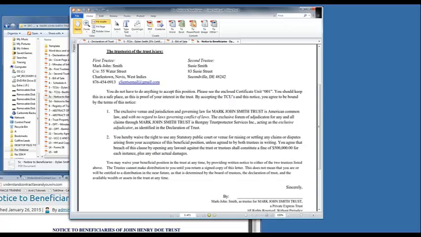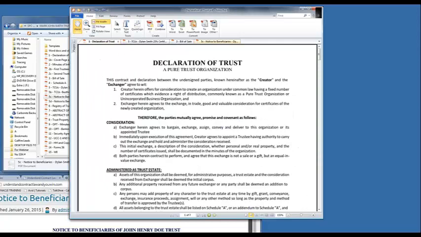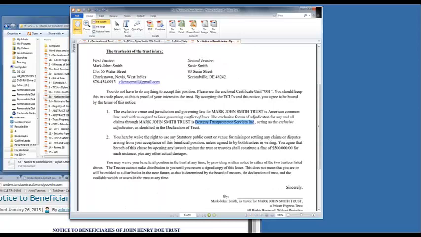The exclusive form of adjudication for any and all claims through the Mark John Smith Trust is Best Guy Trust Protector Services, Inc. That's just a random trust protector company that I made up as the exclusive adjudicator, as identified in the Declaration of Trust. So again, we're not just making this stuff up. It's all governed by the Declaration of Trust, or the trust indenture, okay?